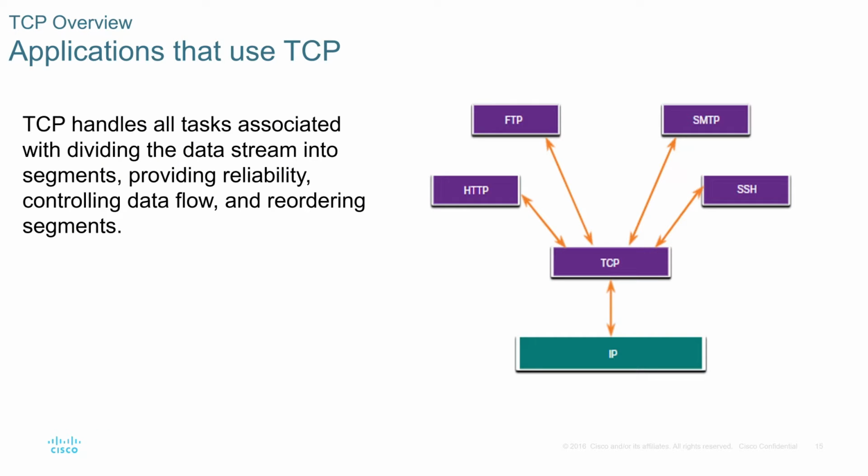Some of the applications that would use TCP are HTTP, FTP, SMTP, and SSH. These are only a few of many protocols that would use TCP to transport data. All these protocols need the ability of TCP in providing reliability, data flow, and reordering of segments.